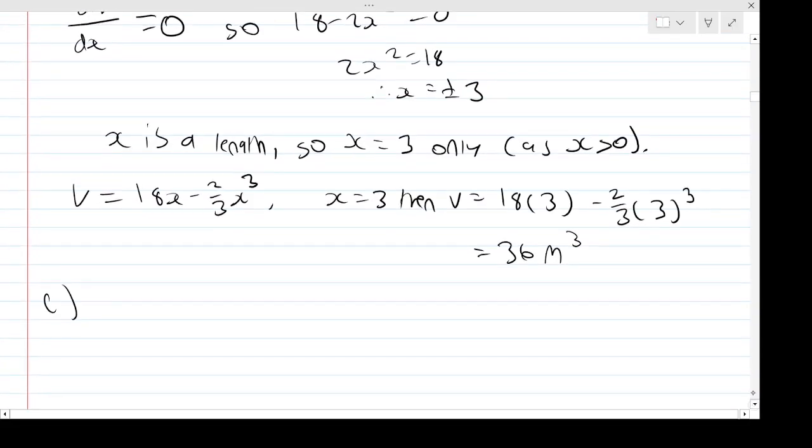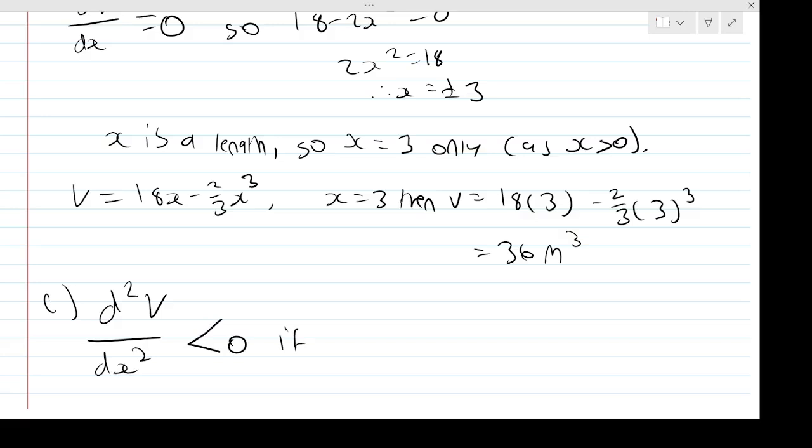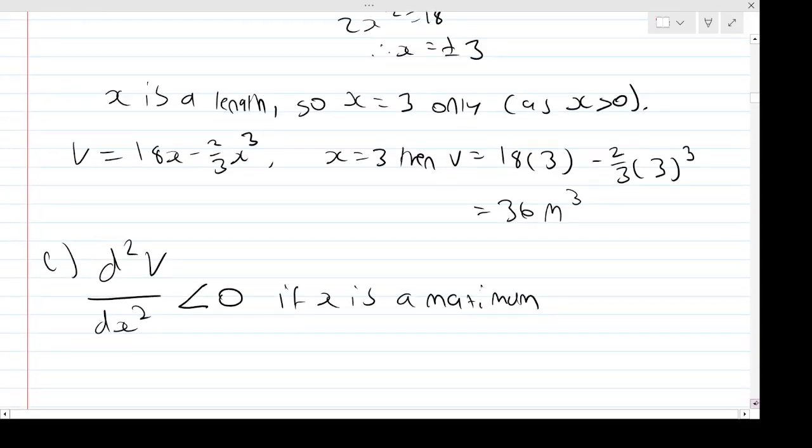Well, if you think back to when we looked at stationary points, we can use the second derivative, right? So remember the second derivative, d squared v with respect to x, dx squared. If x is a maximum, it has to be less than 0. Remember that's the second derivative test. And likewise, if it was greater than 0, then it'd be a minimum. But in this case, it has to be less than 0, and then it's a maximum.